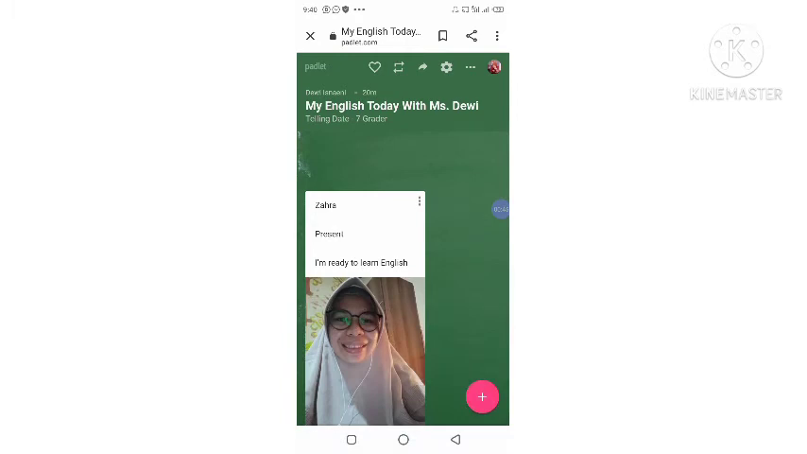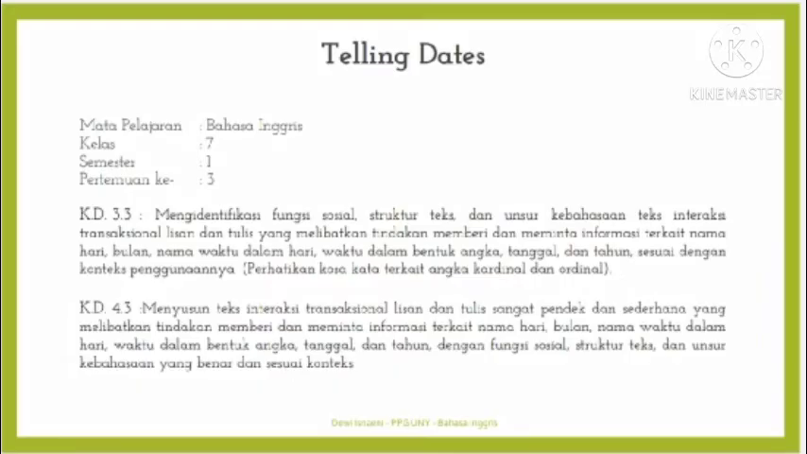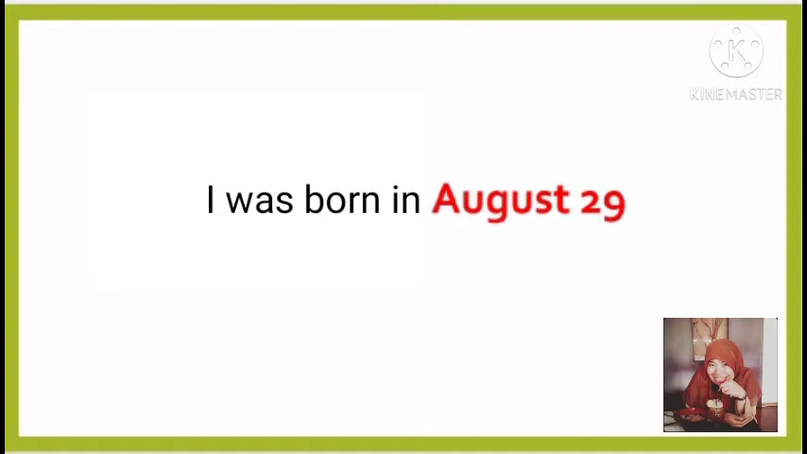Alright, then here we are. This is our competence for today's lesson. As we know, in the last weeks we have learned about telling days, telling time, and telling months. So today we are going to focus on learning about telling dates. Inshallah, at the end of the lesson, you will be able to say dates in English. You also will know about its function and the structure of the sentence. So, enjoy!